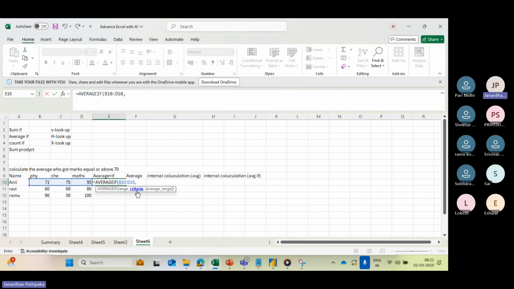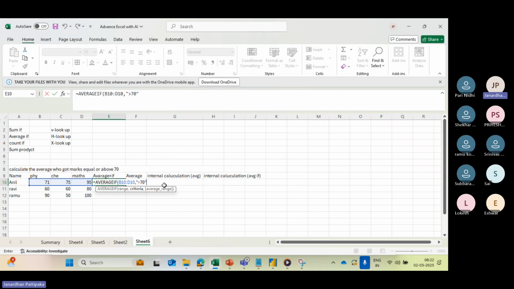What is the criteria? If you use average, I don't want average, but I am mentioning the criteria. What is my criteria? The average person should be greater than 70. I am mentioning the criteria. So you are mentioning that command manually. That's why you need to mention that also in the double quotation. So greater than 70, greater than 70. You close it in the double quotation.